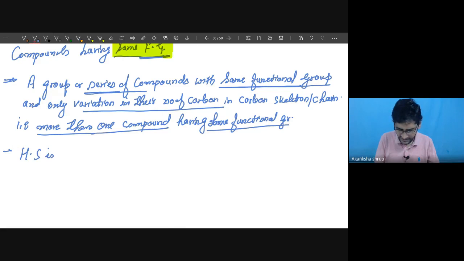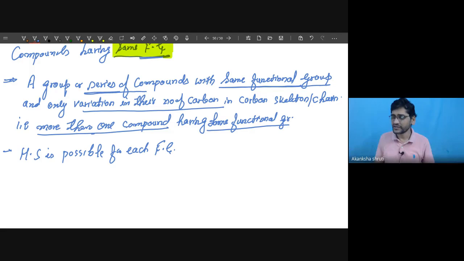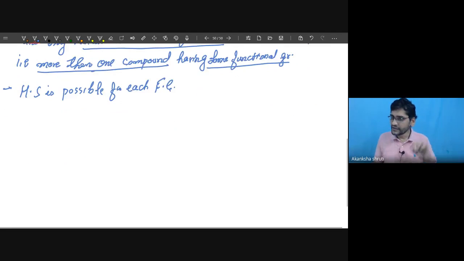Homologous series is possible for each functional group. Okay, student? It is this one. So considering the same functional group, whatever other compounds can be written, they are called the members of that functional group.